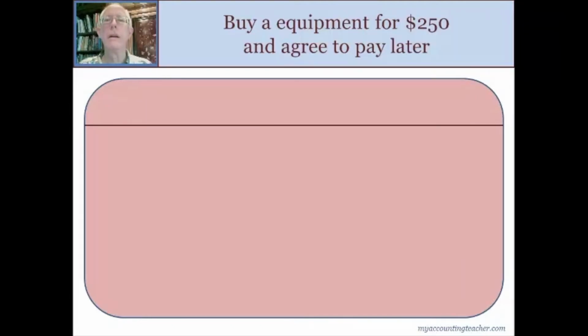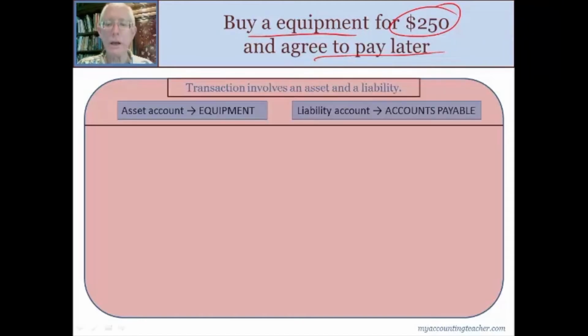Beautiful. All right, now let's buy some equipment. $250 price, but let's pay for it later. So we're not paying for it now. There's no cash involved here, but let's think. What is involved? Well, we got some equipment involved. We also got a liability. We'll call it, in this case, accounts payable. We owe somebody some money, a payable. So we got equipment involved. We got accounts payable involved.